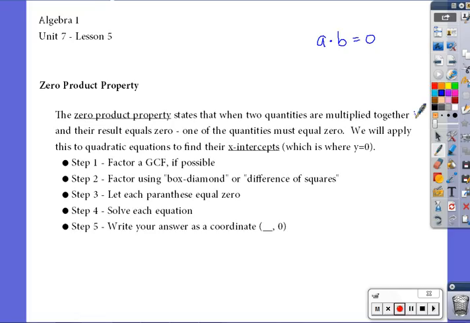So here's the steps that we're going to look at. You want to factor a GCF if it's possible. Then we're going to factor using box diamond or difference of squares, and that's what we've been doing, stopping at this point and just writing our answer. But now we're going to take it a little further. We're going to take each of those parentheses and let them equal 0, solve those equations, and write your answer as an x-intercept. Let's take a look at what this looks like.